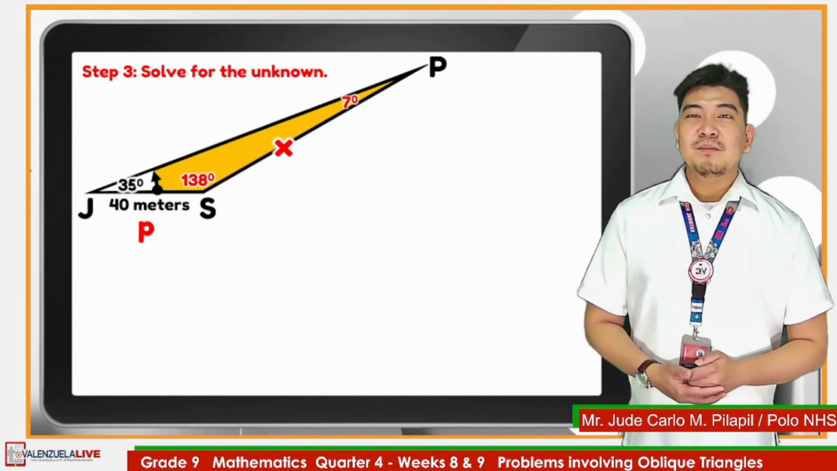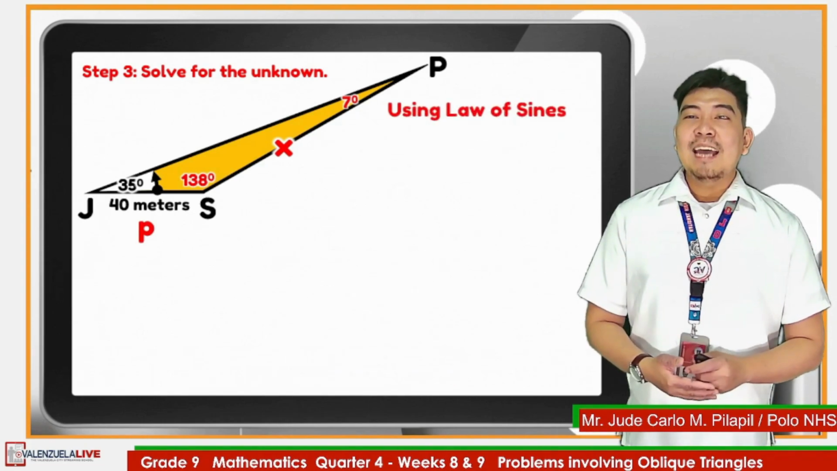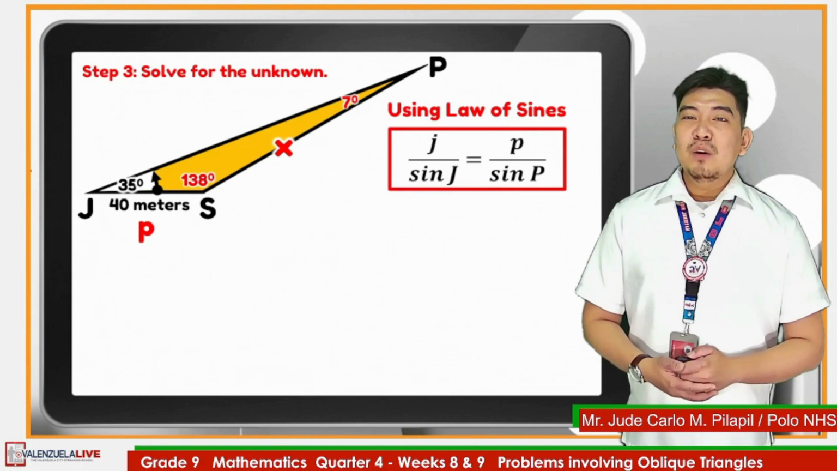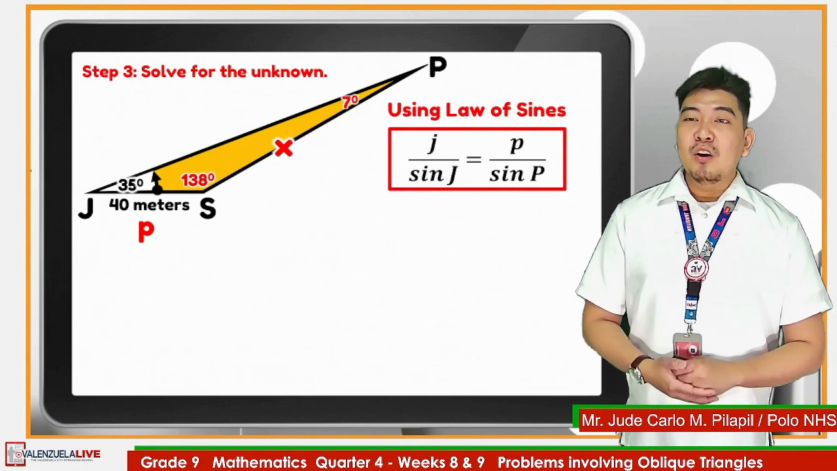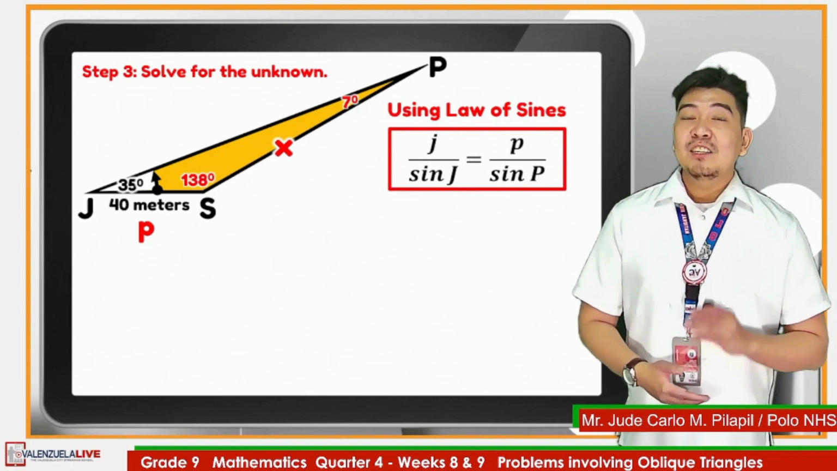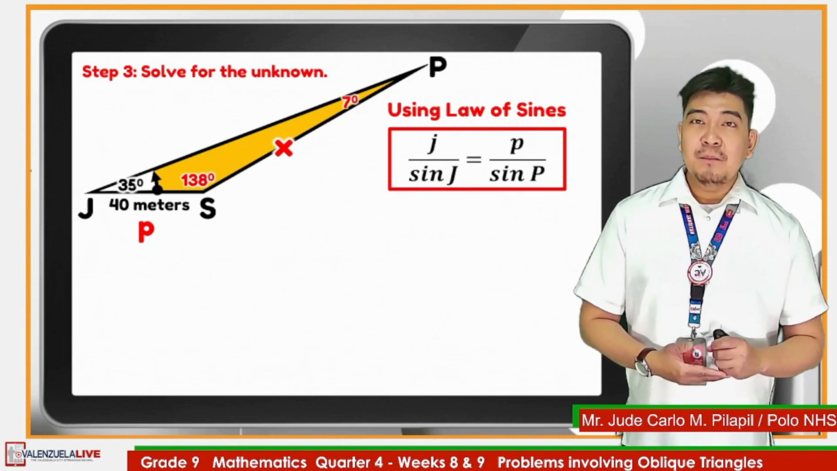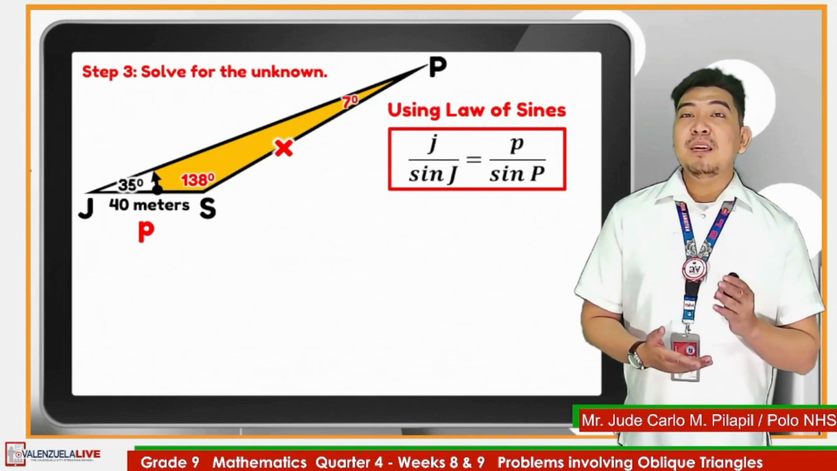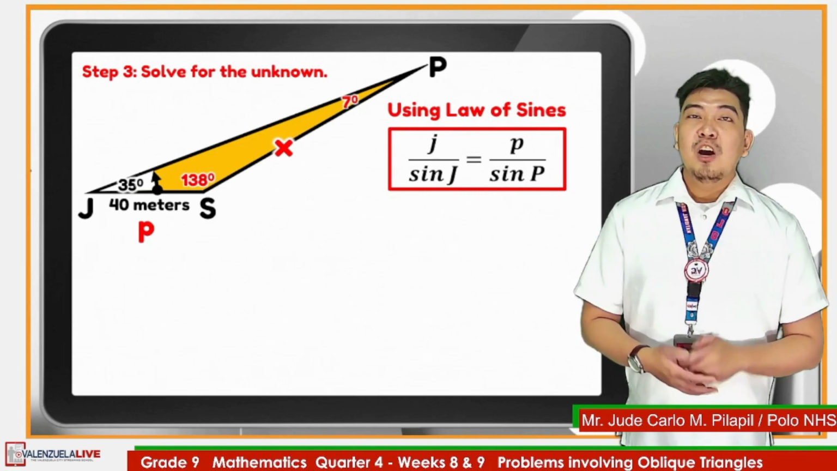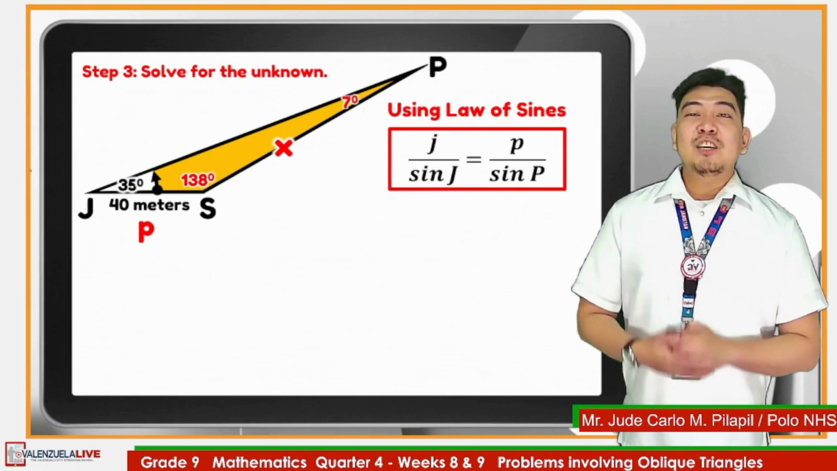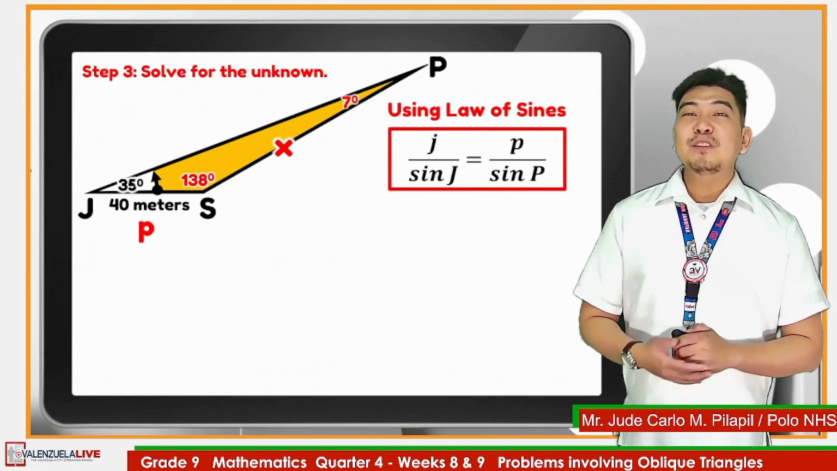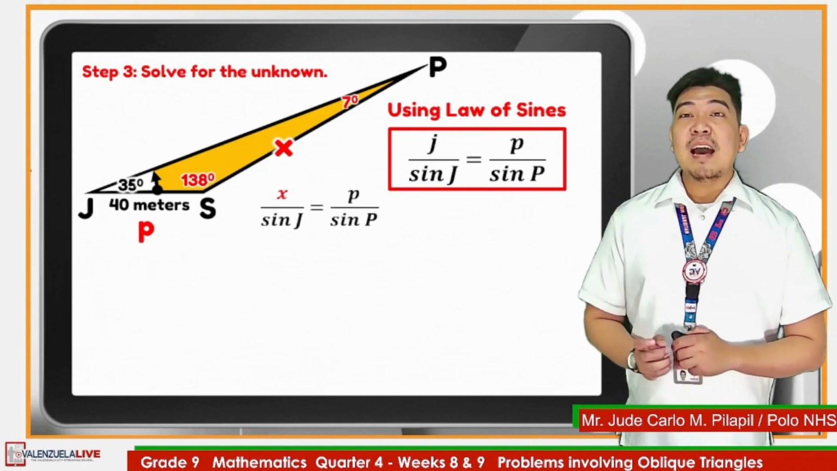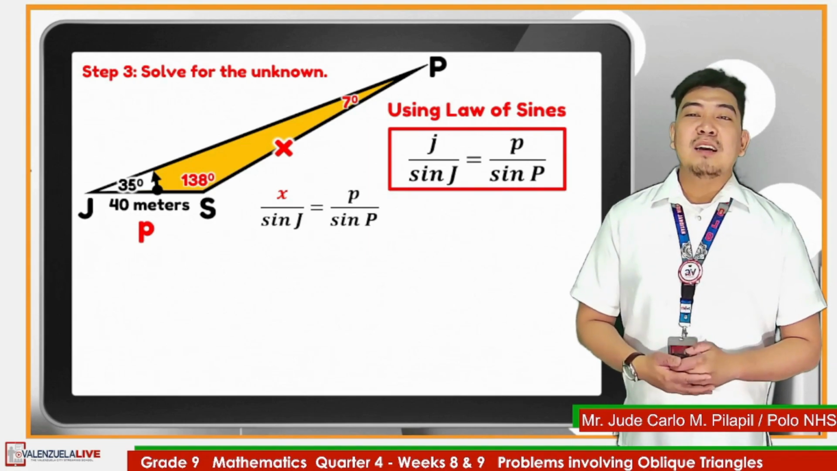Using the law of sines, we relate the given side and the unknown side, and the two angles J and P. By that, we will use the derived form of sine law based on our given triangle as j over sine of angle J is equal to p over sine of angle P. We should take note that j and p are the sides of our oblique triangle. Also, take note that side j is just equivalent to x, as represented in the figure. So we now have x over sine of angle J is equal to p over sine of angle P.